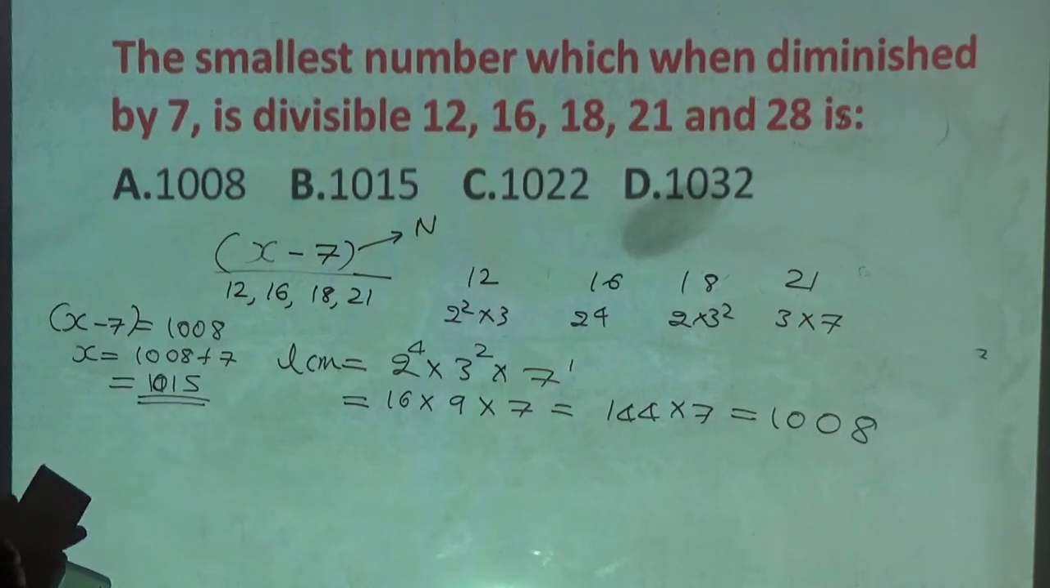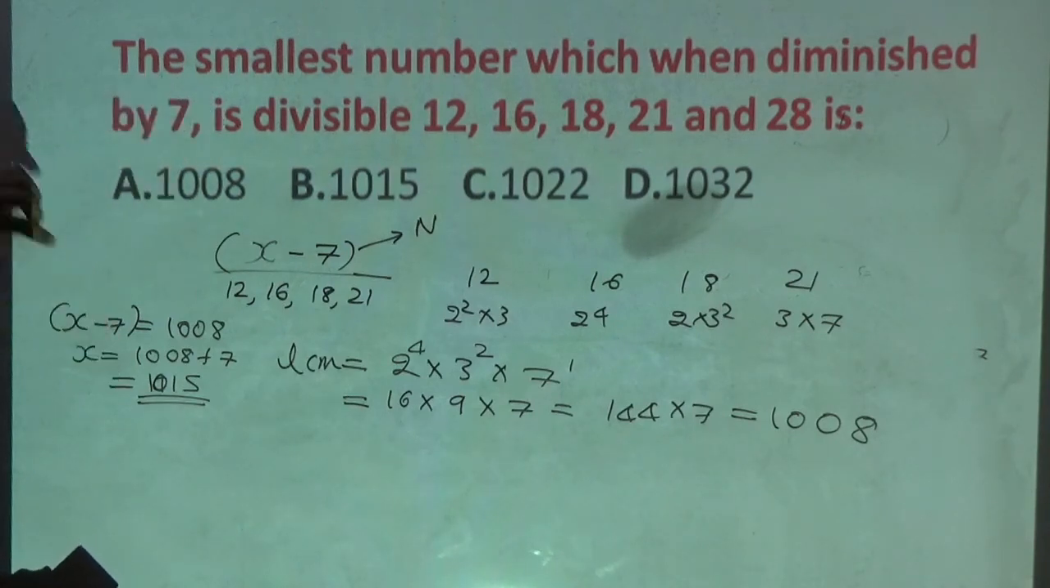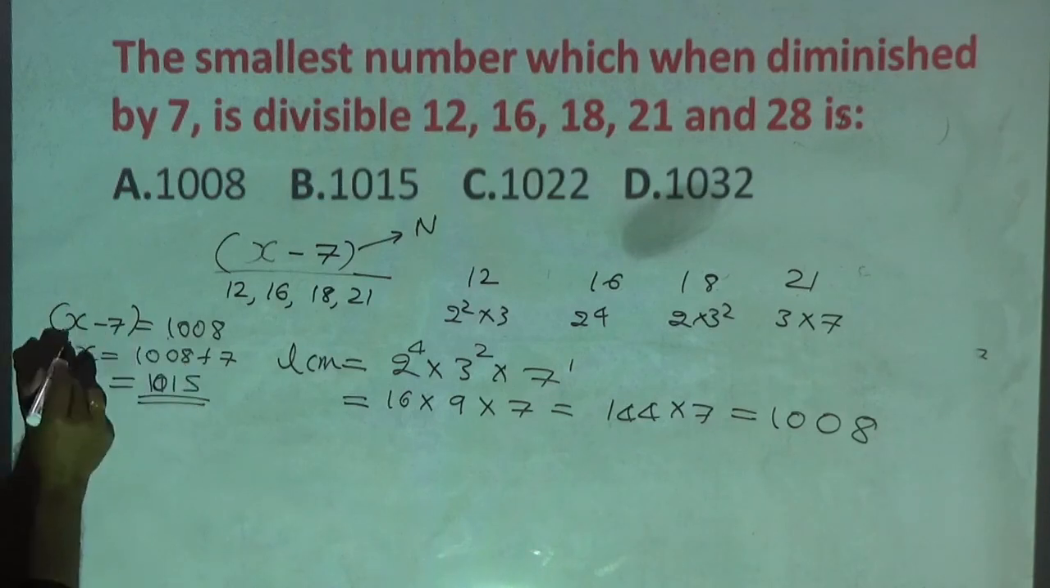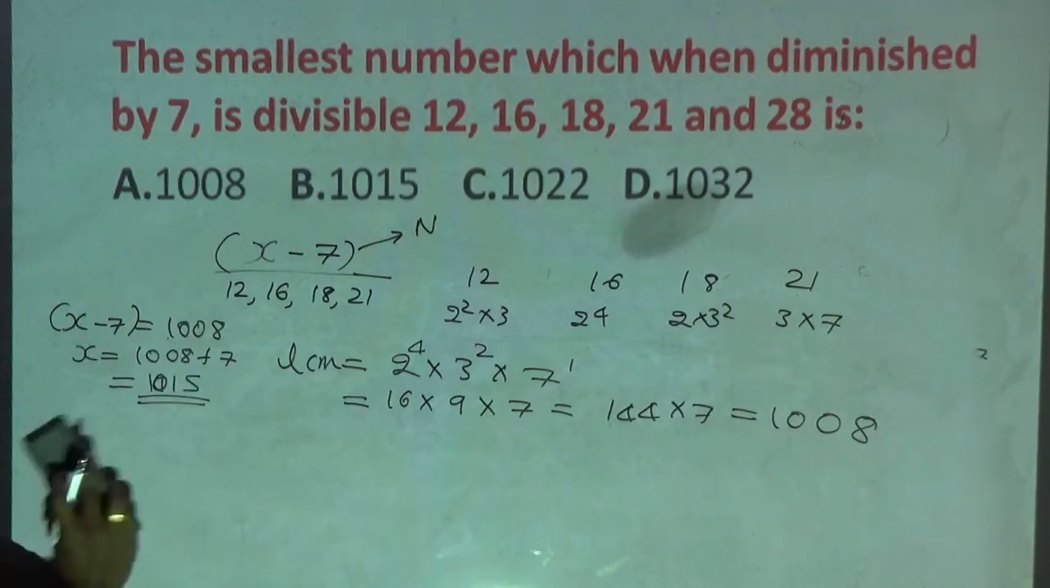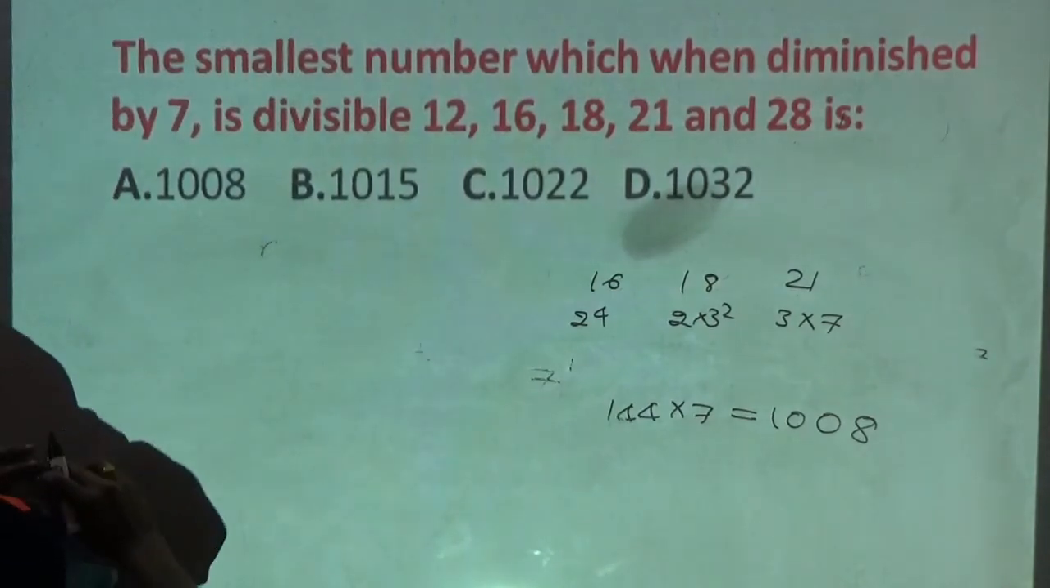What do I want? x. What is your x? x is 1015, not 1008. I got x minus 7, but I want x. So x is 1015. So option B is your answer.